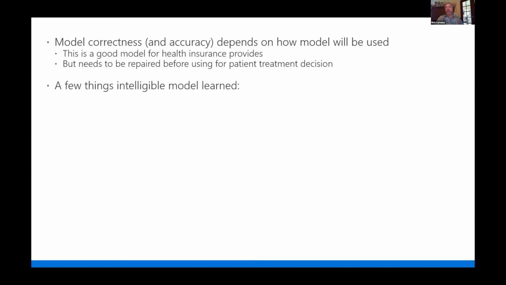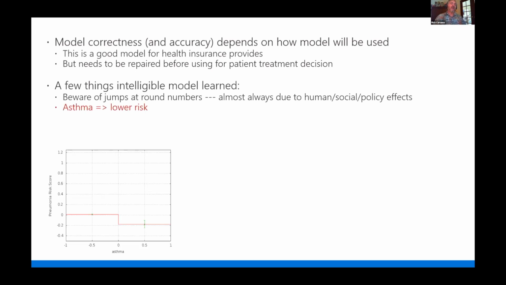Let me show you some things that the model has learned. We see lots of jumps at round numbers. I'll show you one or two more of them. They're almost always due to human social policy effects. There's very few phase changes that happen in biology and physics. The model learns that asthma is good for you if you've got pneumonia. That is, having asthma, on the right here, lowers your risk.